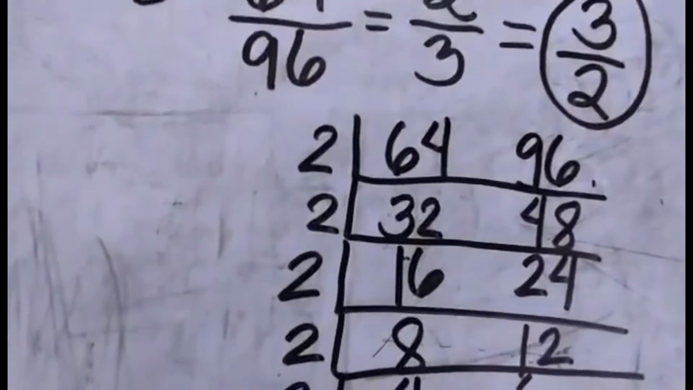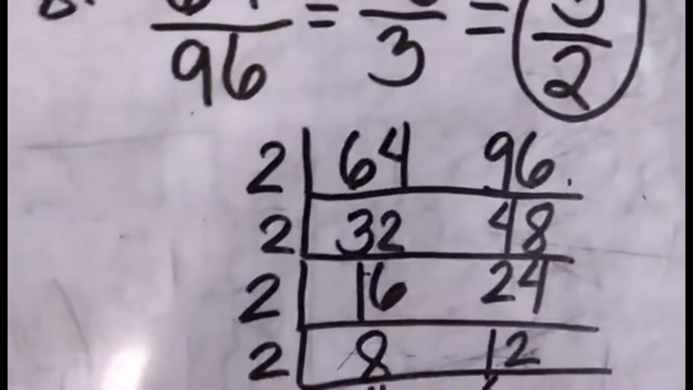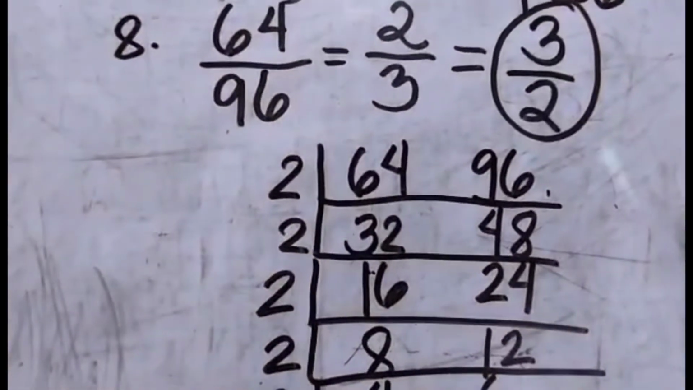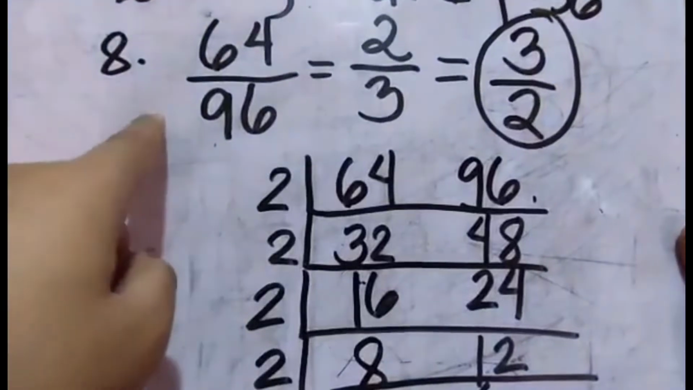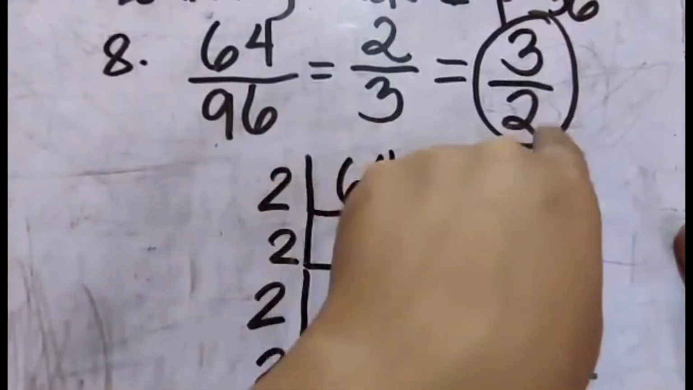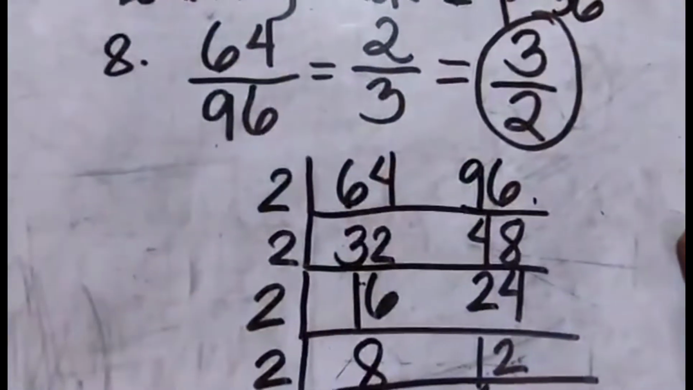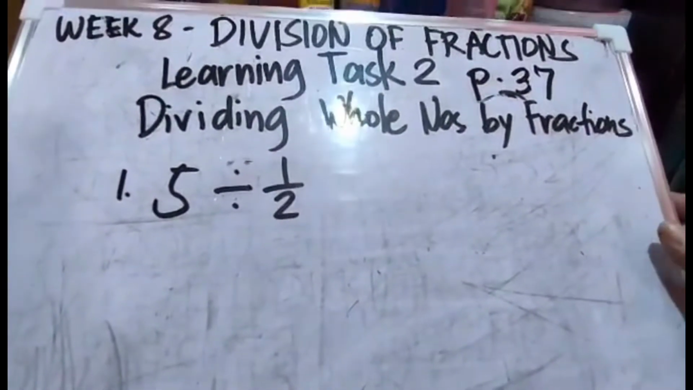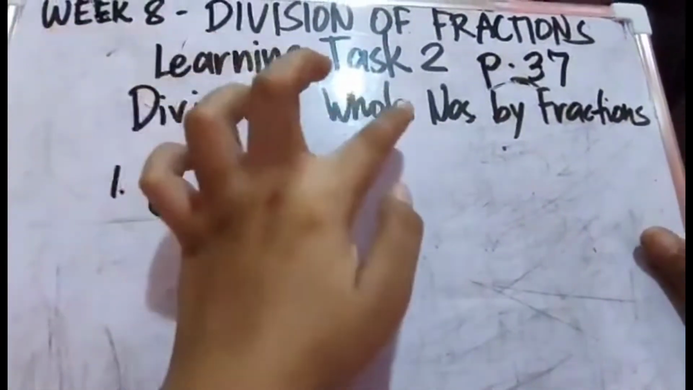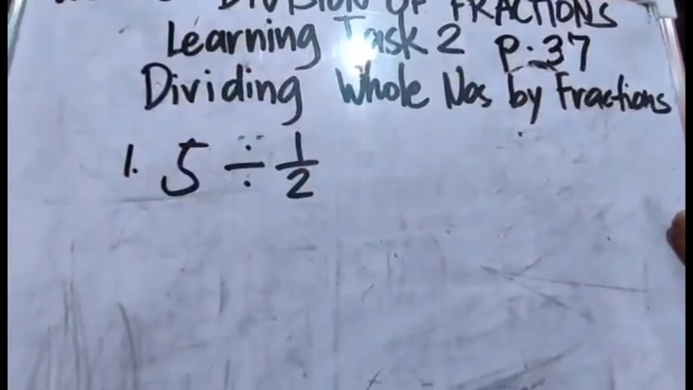Ganyan ang gagawin niyo sa learning task number 1 sa page 36. May sagot na tayo sa number 8. Ang gagawin nyo na lang dyan ay 1, 2, 7. But don't forget to write your answer in number 8, which is 3/2. Okay, so ito na yung pinakang lesson natin, dividing whole numbers by fractions. Let's do learning task number 2 on page 37.